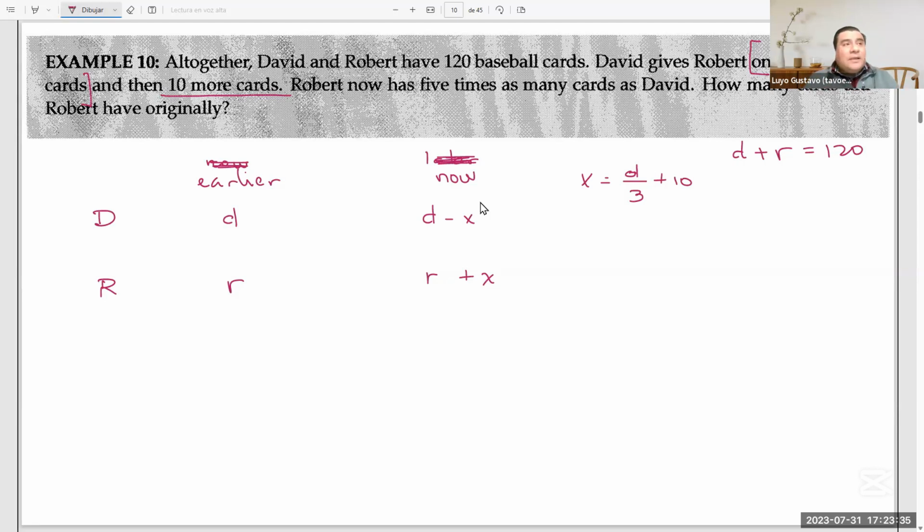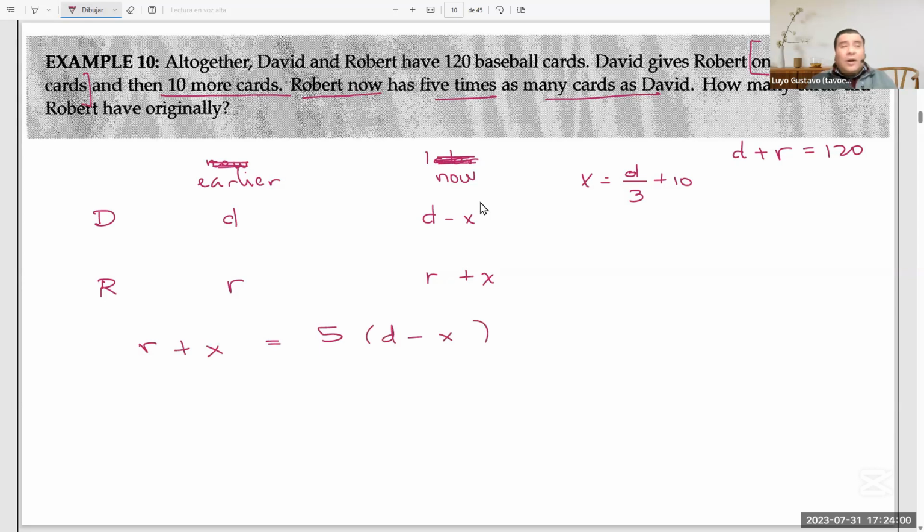Take a look. You have that the relationship between Robert's cards now is 5 times as many cards as David has cards left. How many does David have left? This is what they are telling you. R plus X equals 5 times D minus X.